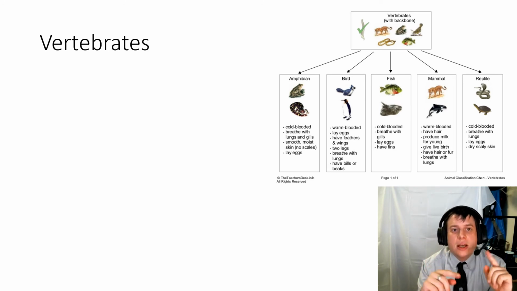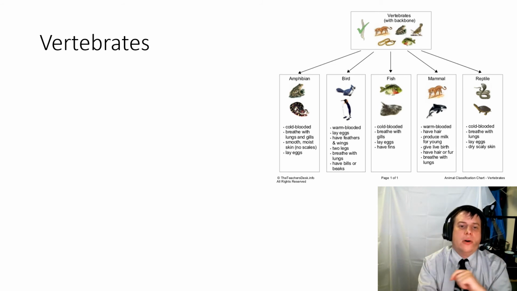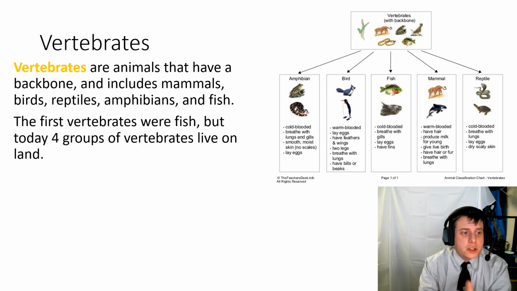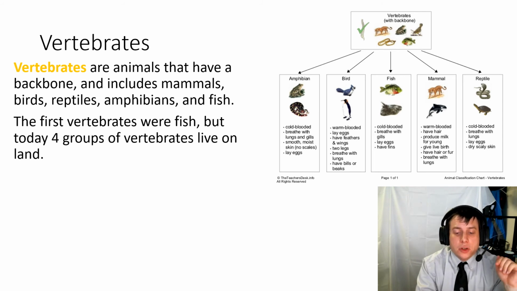So vertebrates, these are animals that have a backbone, and you can see the groups that they are arrayed into above me. Vertebrates are animals that have a backbone. It includes mammals, birds, reptiles, amphibians, and fish. Those are the major groups of vertebrates. The first vertebrates were fish, but today there are 4 groups of vertebrates that live on land. So, if you start with my diagram above me, you'll see that you start with amphibians.